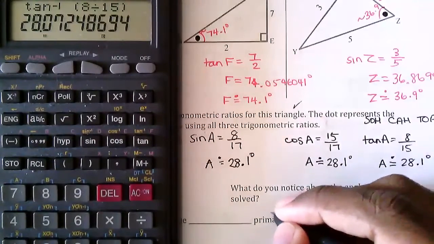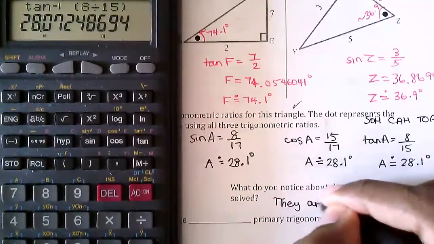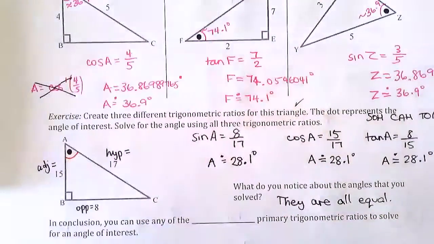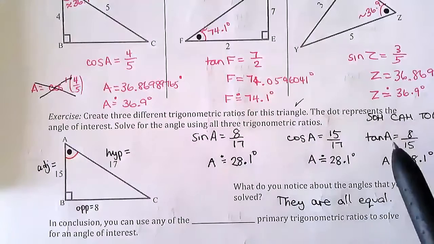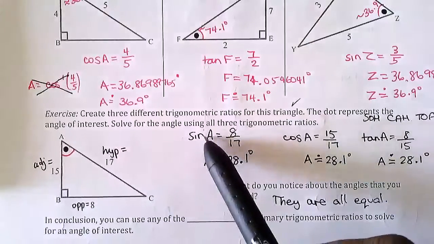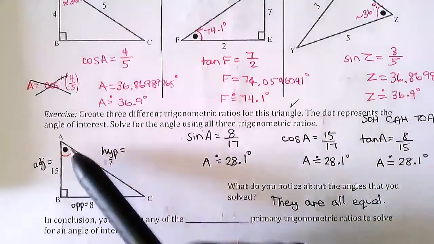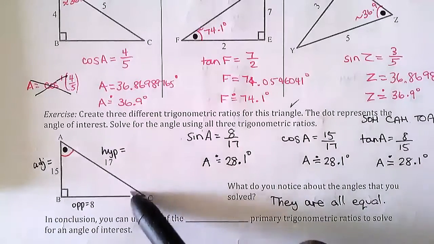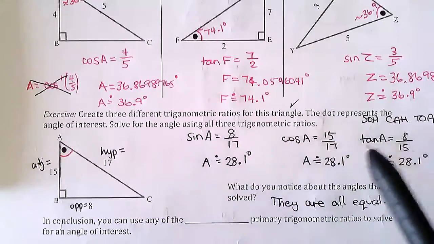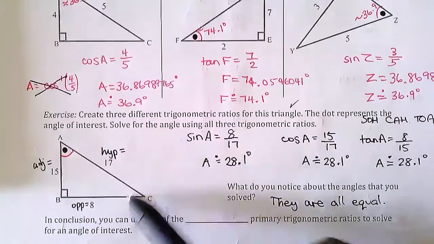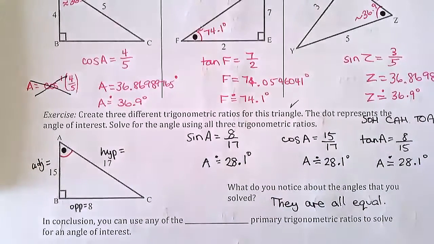So what do you notice about the angles that you solved? Well, you should notice that they are all equal. Does that make sense? And the answer is yes, because all of these trigonometric ratios were written in terms of your angle of interest A. The angle of interest A was the same here and here and here. It represented this particular angle, so all of the angles that you solved for were also the same. If you did C, so if this was your angle of interest and you did sine C and cos C and tan C and solved for those angles, again, it would be the same because you're referring to the same angle when creating these different trig ratios.